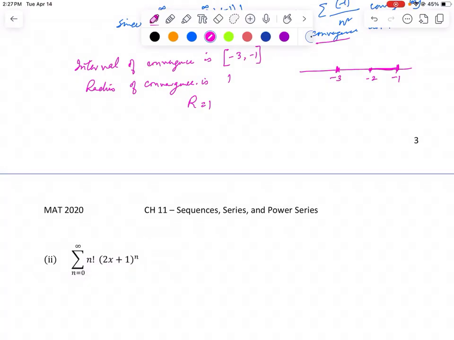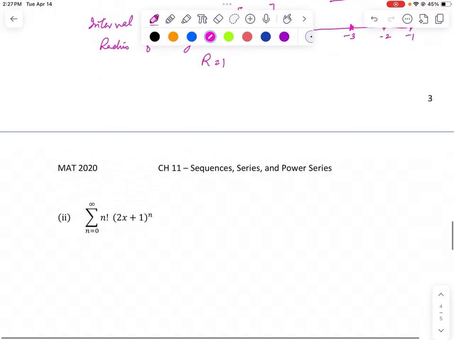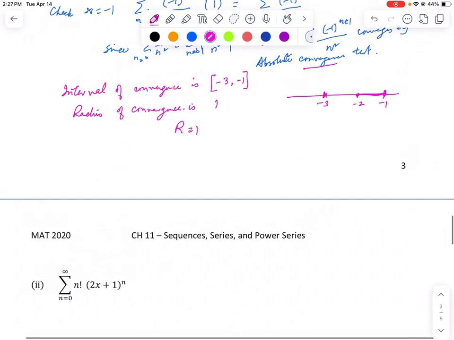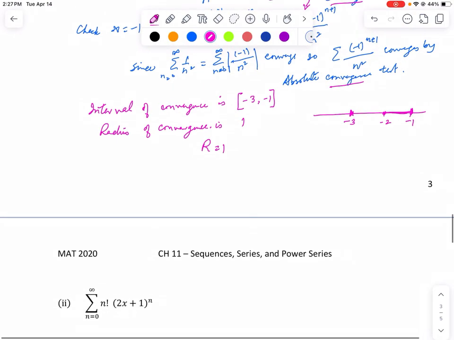Hi, continuing with section 11.8, we are looking at power series now, and we are trying to find out for which values of x the series converge. Remember, this is the difference between the power series and just the series, that we have now x in here. So let's look at the next example.